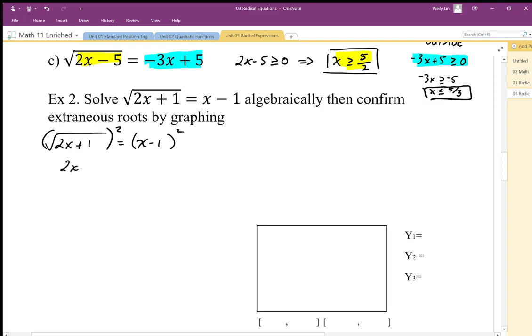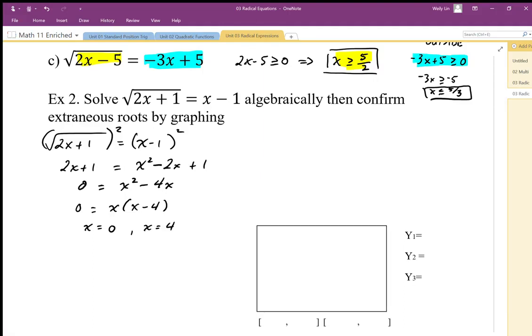So we end up with 2x plus 1 equals x squared minus 2x plus 1. It's a quadratic equation, so make it equal to 0. x squared minus 4x, and then the 1's cancel out. And actually I can factor this and solve, so I'm going to factor. So I get x is equal to 0. The other factor is x is equal to positive 4. Okay, so I get two solutions algebraically.